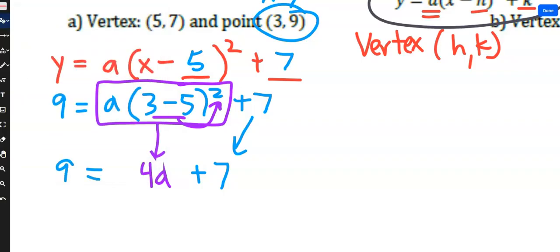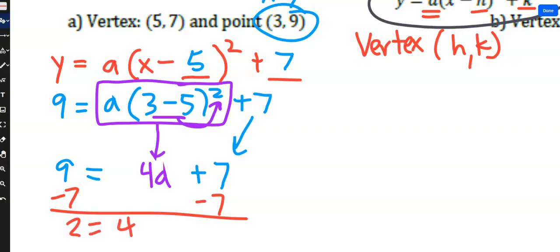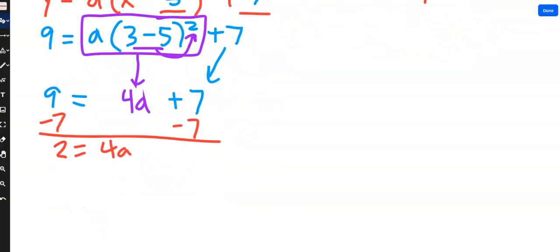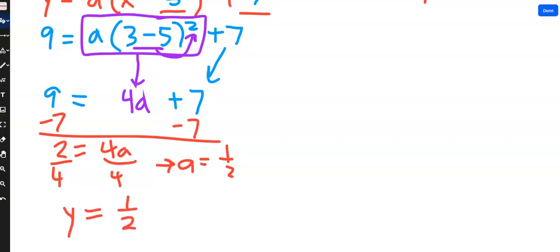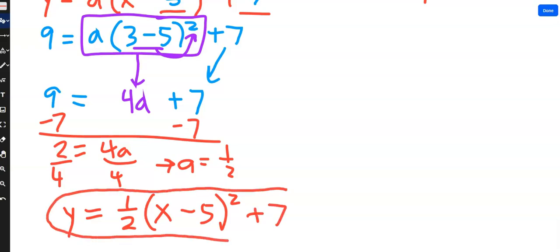We'll start solving it by subtracting a 7, getting myself 2 equals 4a. And then we can continue by dividing out the 4 and finding out that a is 1/2. So now we can write our equation in vertex form. We have the a value of 1/2. We have the vertex at 5, 7. So here is my vertex form on this particular equation. Now that I did the algebra to solve.